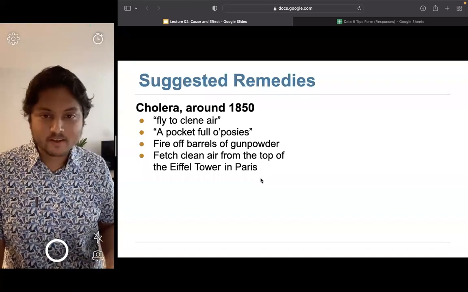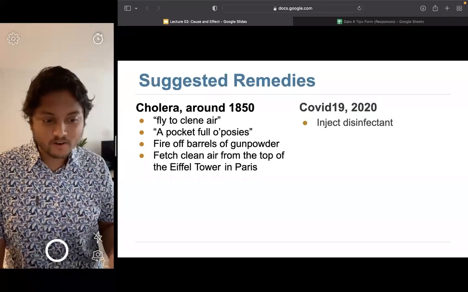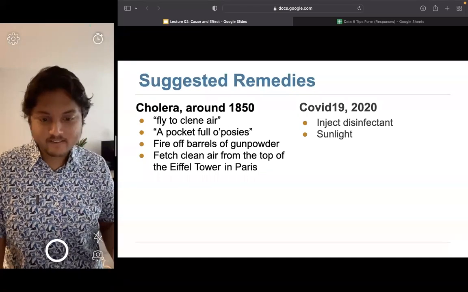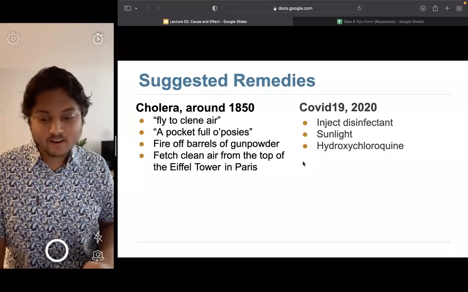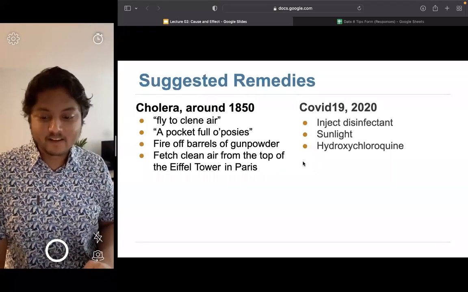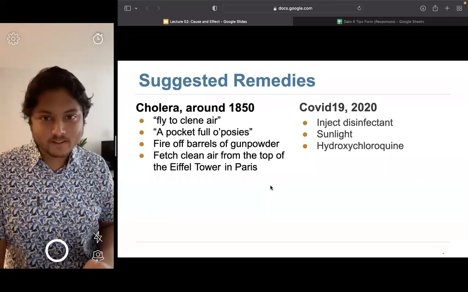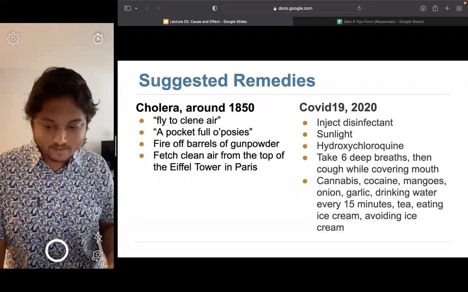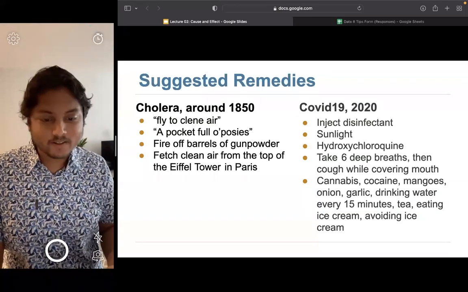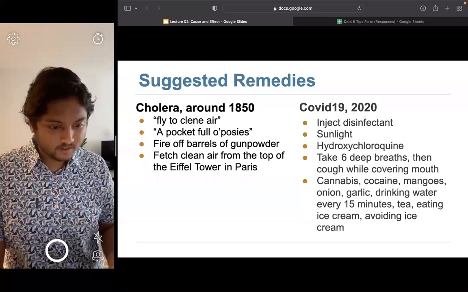We saw lots of similar ideas like this during the pandemic as well, surprisingly. Injecting disinfectant, or somehow getting sunlight into our veins, or hydroxychloroquine. It's kind of the same thing. History kind of repeats itself in some ways. People always come up with various ideas. In any case, there are always suggested remedies for all these diseases, but it's always helpful to actually look into the data and see what's actually going on.